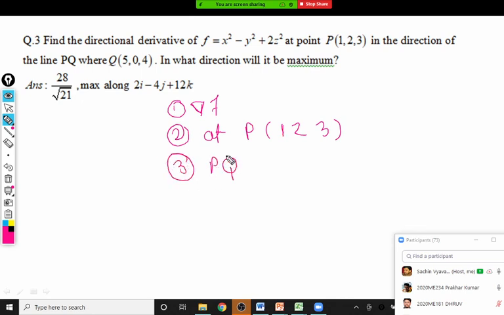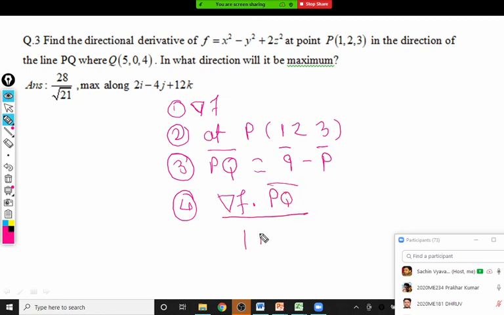Very good. So we should calculate PQ bar, and we know PQ bar is Q bar minus P bar. We have already seen this thing, I think in vectors. Whatever that PQ bar is, you should calculate it. And then next, that vector which we found at P, dot PQ divided by mod of PQ, correct: del f dot PQ bar divided by mod of PQ bar. So this gives us the directional derivative along PQ bar.